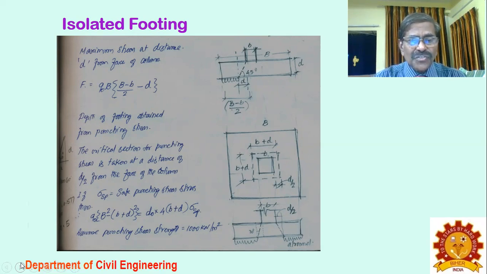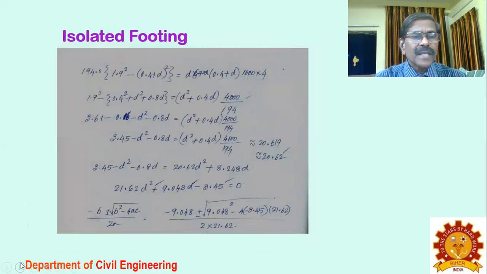Assuming the punching shear strength equal to 1000 kilonewton per meter square, you assume a value. Normally in the design problems, you assume a value and then check for it. So you assume that value, now you equate the safe bearing capacity to the punching shear, and you get a quadratic equation in terms of the depth of the foundation.